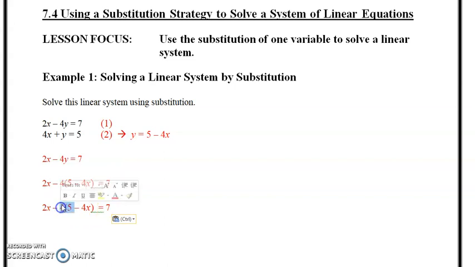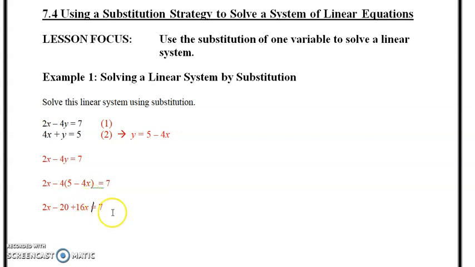So that'll be negative 20. And then the negative 4 times negative 4x would be plus 16x. And that'll be equal to 7.